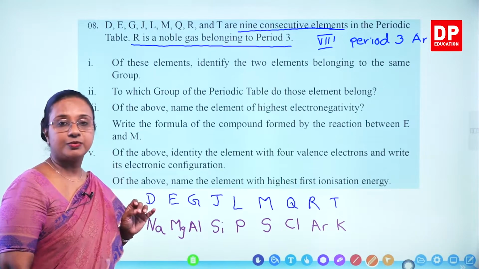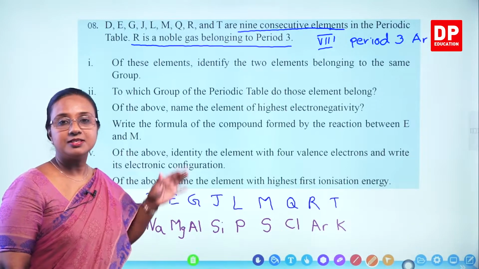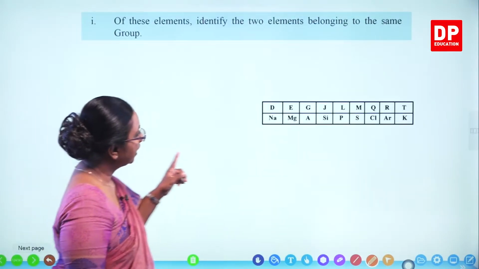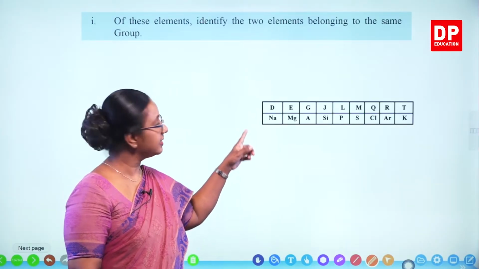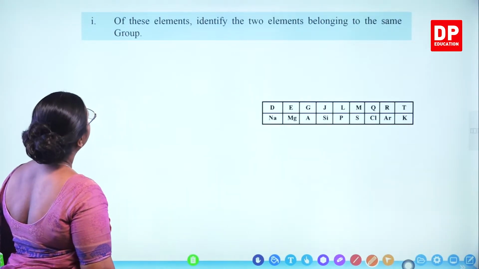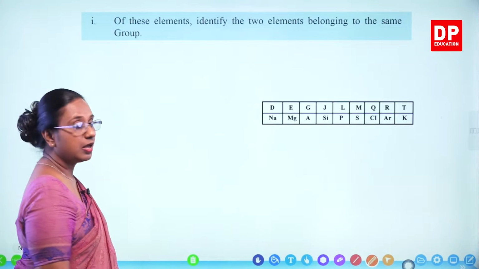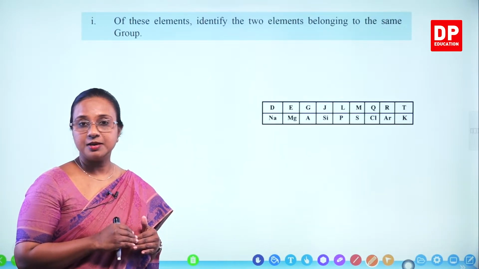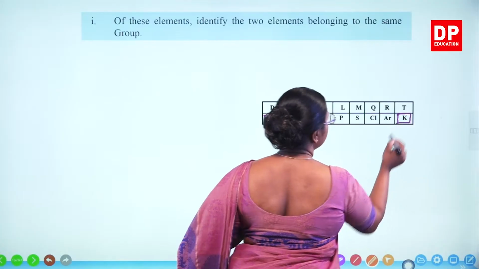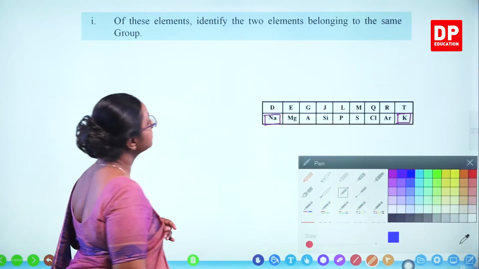Now, we will answer these questions. I hope you have already written the answers so that you can check the answers while I discuss them. Here is a table of elements that we already identified in the previous slide. So, the first question, of these elements, identify the two elements belonging to the same group. Now that you are very familiar with the periodic table, you know the elements sodium and potassium belong to the same group. So that means those are the elements in the same group.